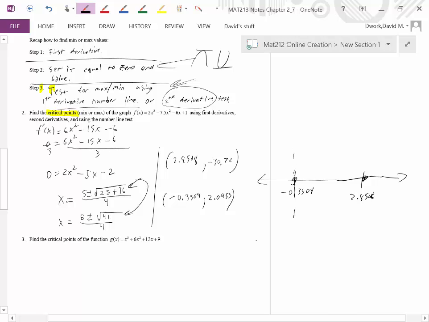I need a number less than negative 3.5 whatever, and then I need a number that is between the negative 0.35 whatever and 2 whatever. Anyway, one trick I like to use is something really, really big. When I'm down here to the left, I'll use a negative a billion.